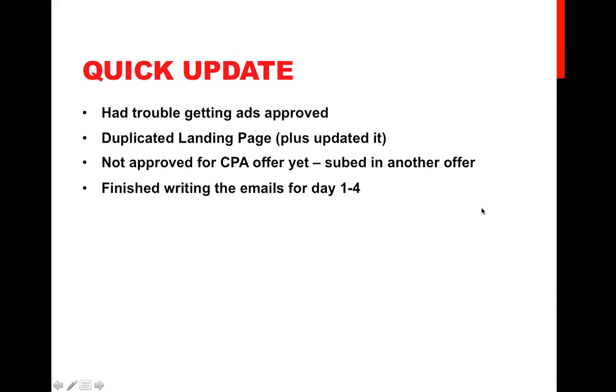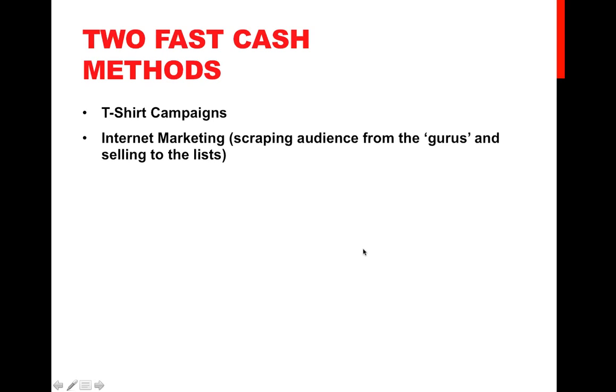For now, I want to show you some fast money generation techniques. All right. So 2 fast cash methods that I'm going to teach you. The first one is t-shirt campaigns. So that's promoting t-shirts through something I'm going to show you in just a sec. And then the second one is internet marketing. And what I mean by that is just literally selling internet marketing products. And that doesn't mean you have to build a list. None of these are through building lists. These are all just direct sales. And I'll show you how to do both of these. And they're both a lot of fun.